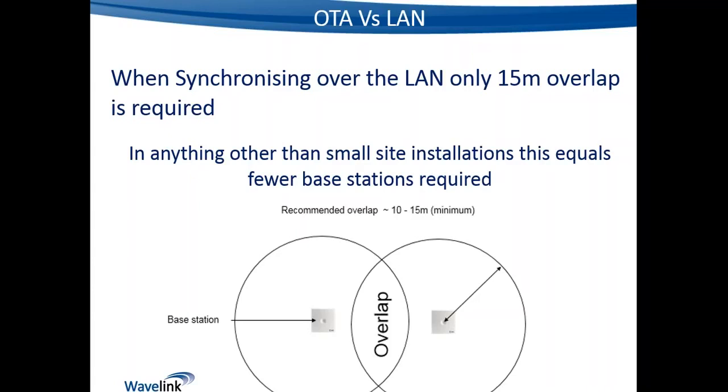So the overlap in this situation now is all about ensuring that a user on a handset can move throughout the facility, and as they move from the coverage area of base station A to the coverage area of base station B, there's enough overlap between those bases to give the handset time to complete the handover process. And essentially that's roughly calculated based on the average walking speed of a person. So your 15 meters is a safe bet for most environments.